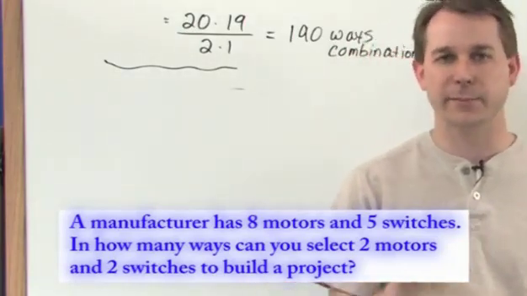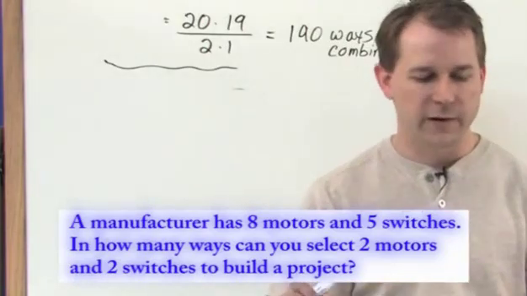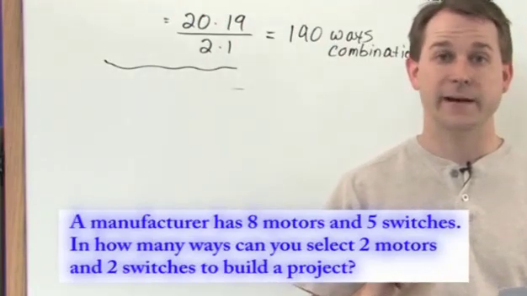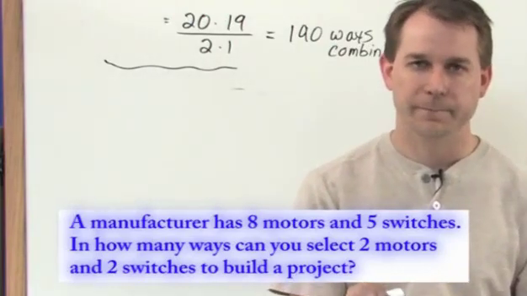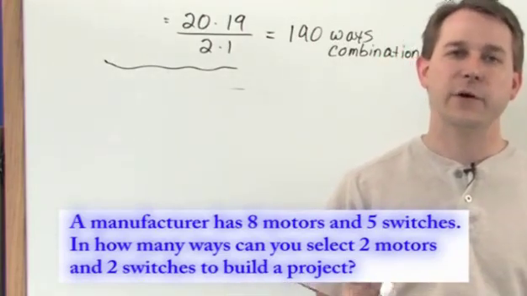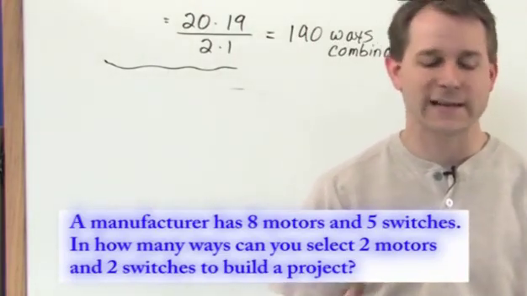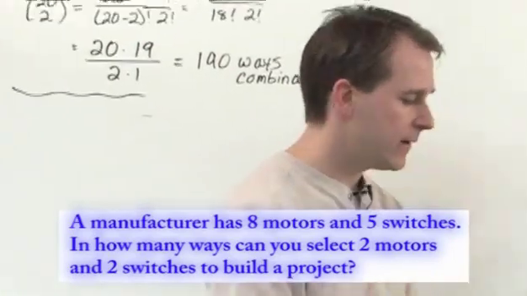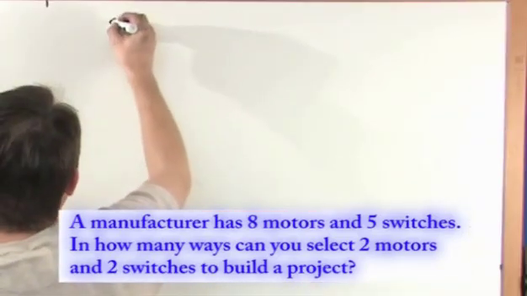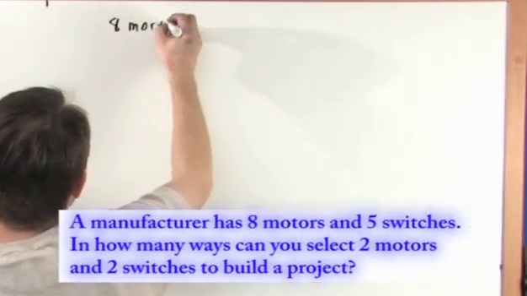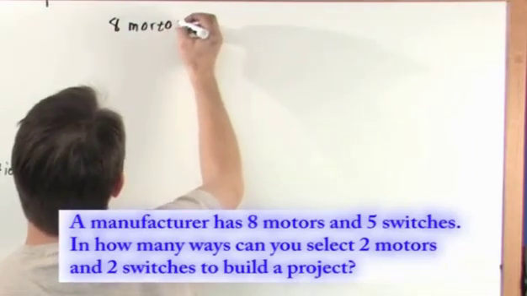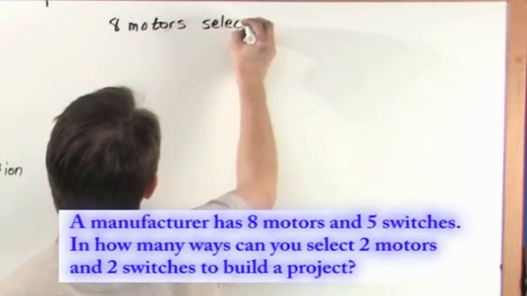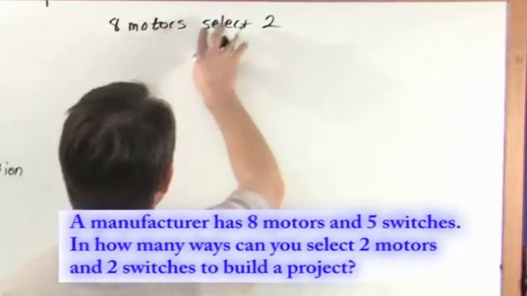The only thing that makes this problem a little bit trickier is that you have 8 motors and 5 switches, but I'm picking 2 motors and 2 switches. How do I do that? Well, let's walk through it one step at a time. Since we know we're picking 2 motors and 2 switches, let's first find the number of ways that I can pick 2 motors from a pool of 8 motors. So I have 8 motors and I'm going to select 2 of them, so 8 motors taken 2 at a time.